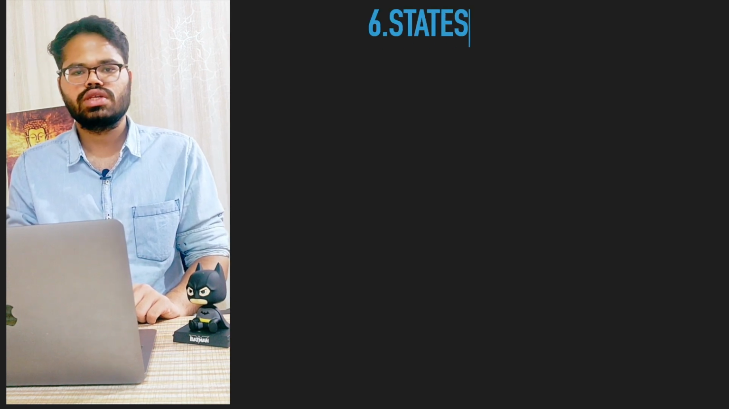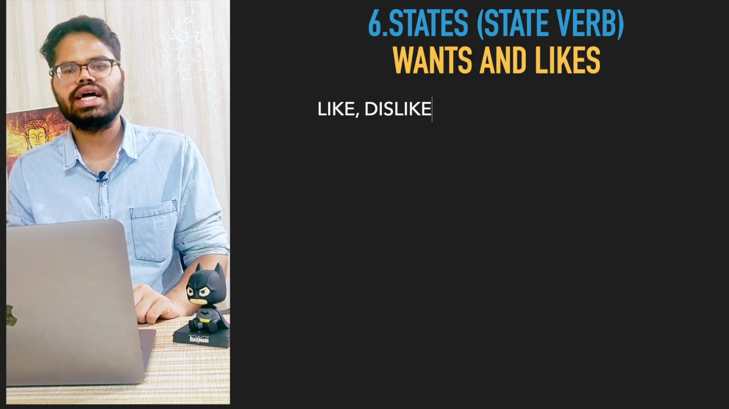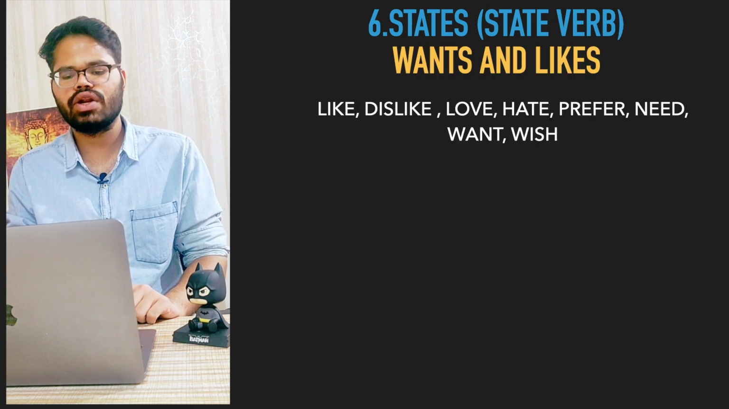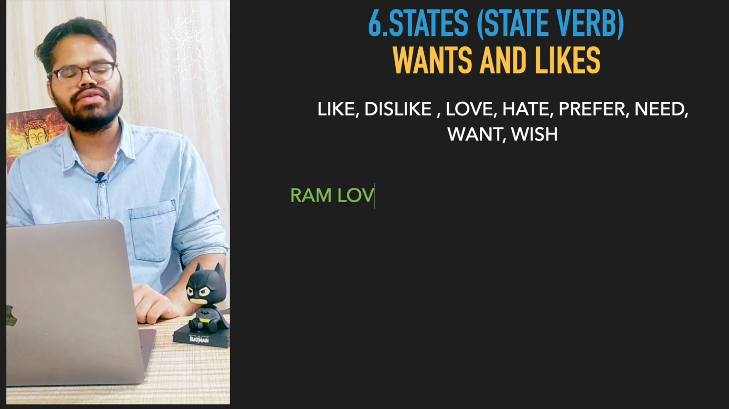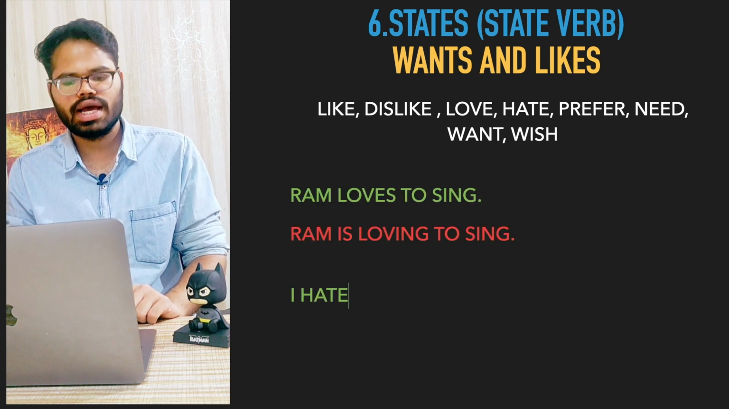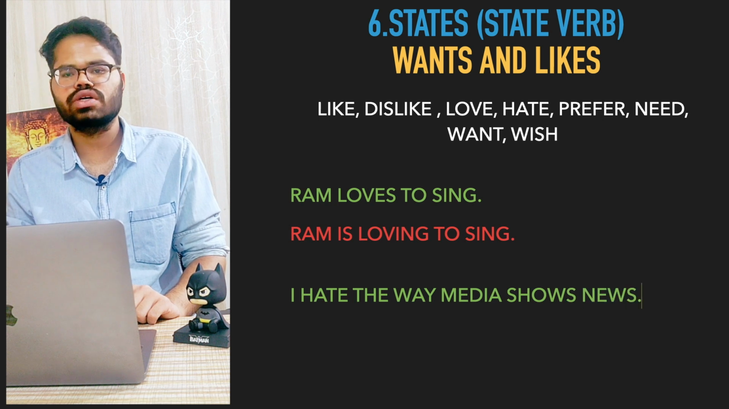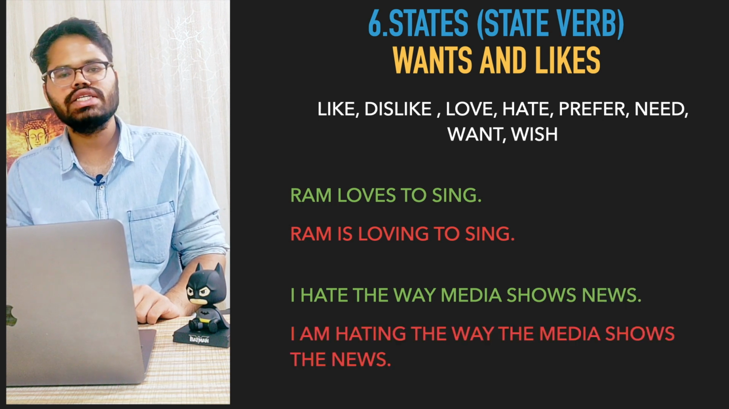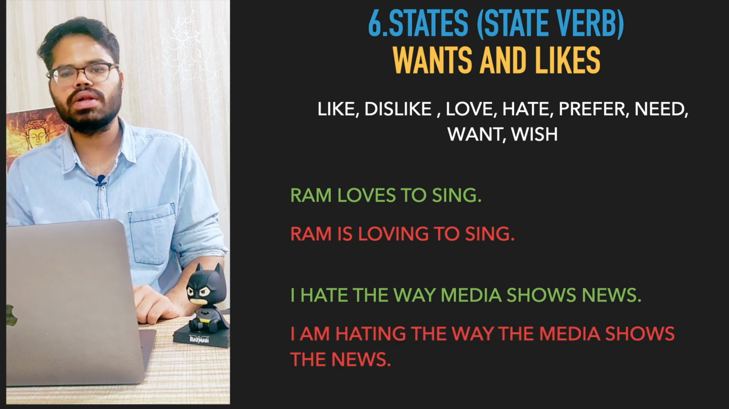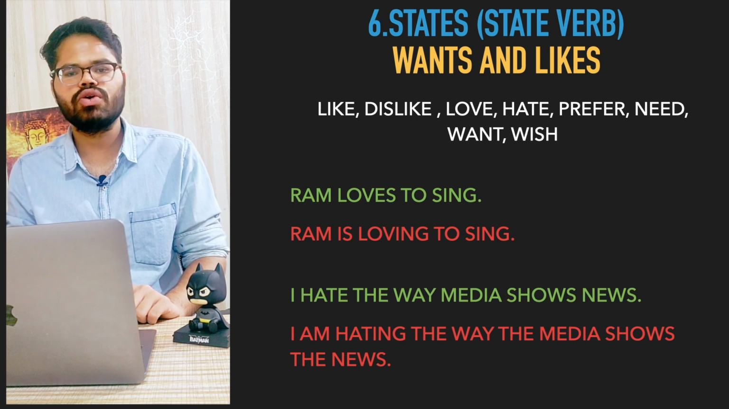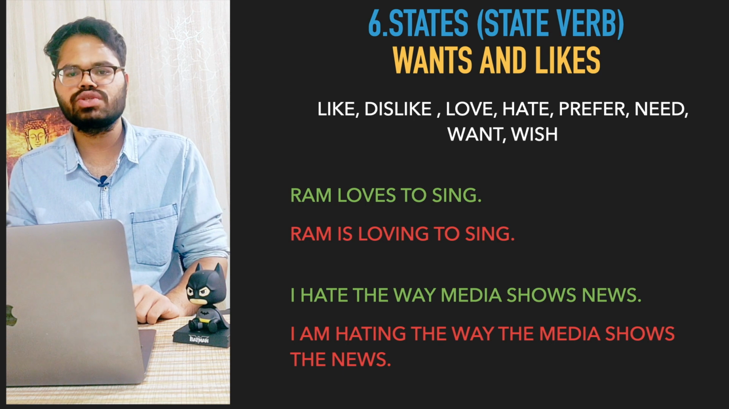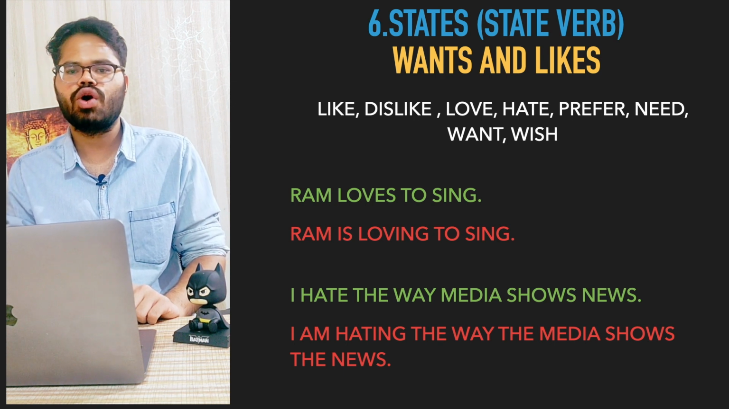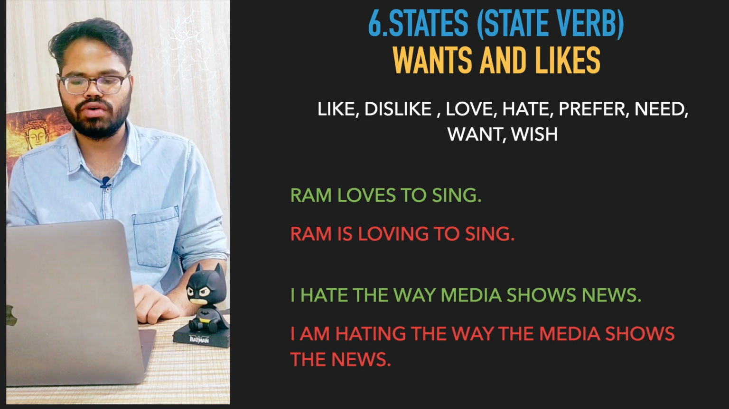We saw that want is a state verb. In the same way, other words that express wants and likes are also state verbs. You might say, for example, Ram loves to sing. I hate the way media shows the news. In both of these sentences, the usage of simple present tense is right. Why? Because both of them are state verbs. And here we will avoid the usage of continuous tense or these verbs in the ing form.